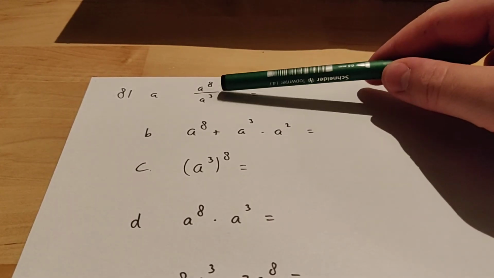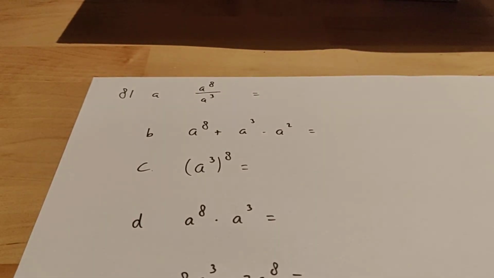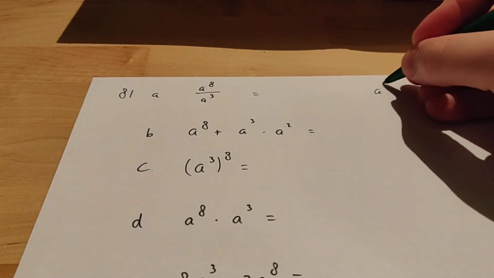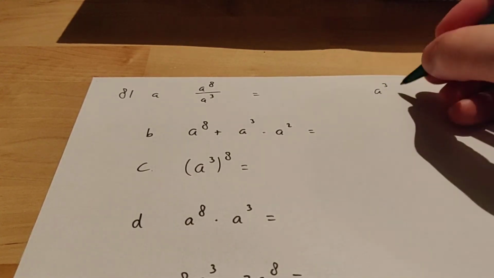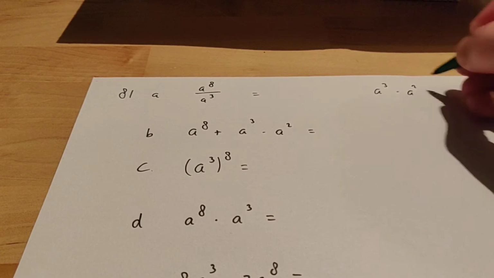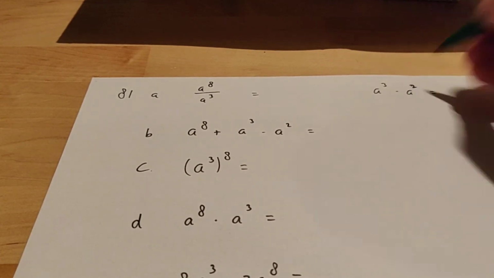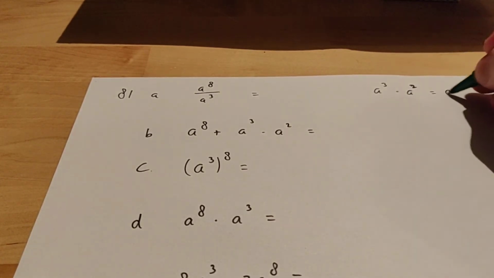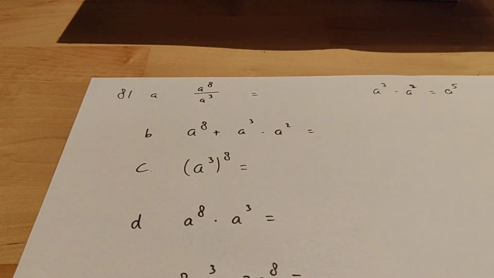It's when you divide a power by a power. Now you already know that if you multiply powers, so for example a to the power of 3 times a squared, then you add the powers. So 3 plus 2 is 5. So that's your answer then.